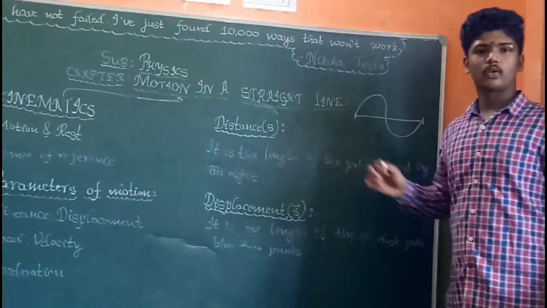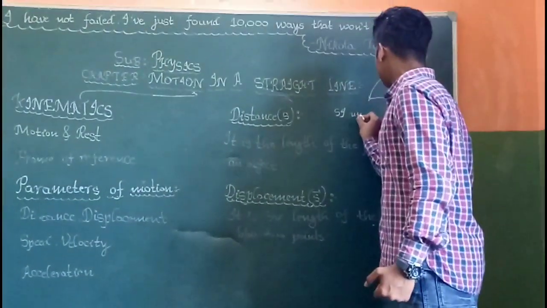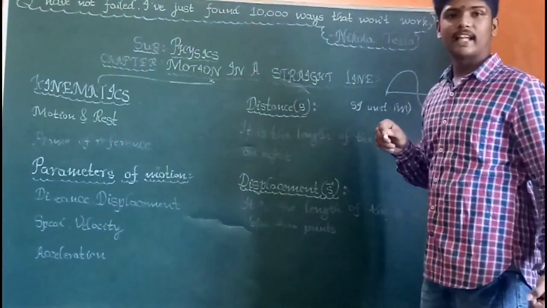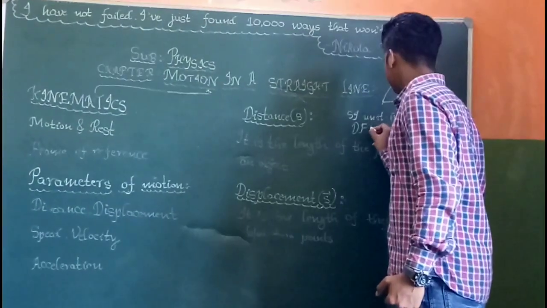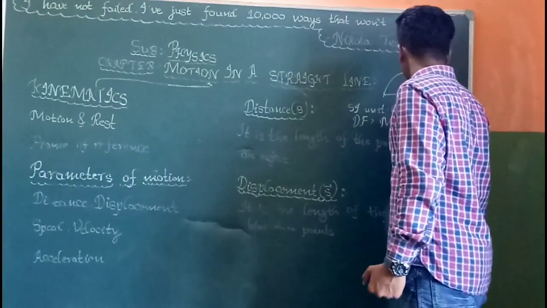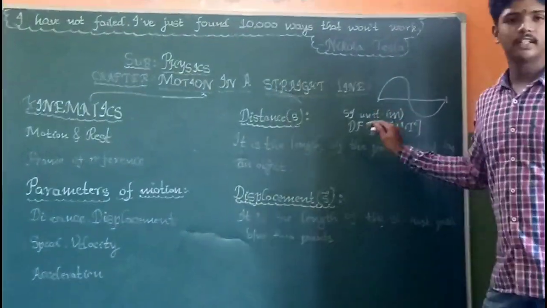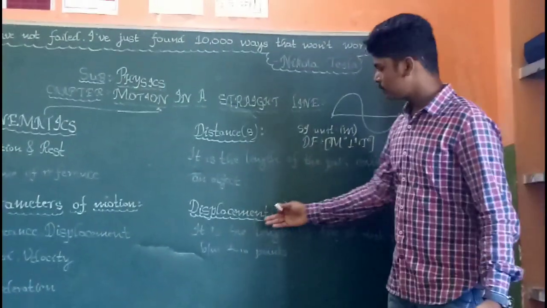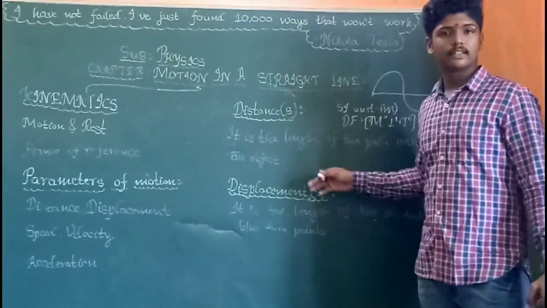Distance is a scalar quantity. Its SI unit is meter. Its dimensional formula is M to the power 0, L to the power 1, T to the power 0. Its CGS unit is centimeter. Displacement is the analog of distance. Displacement is a vector quantity.